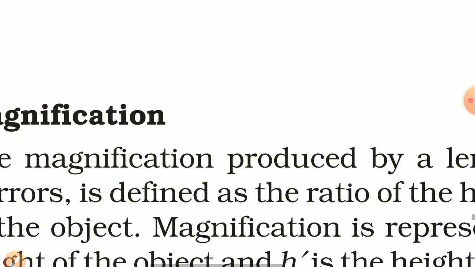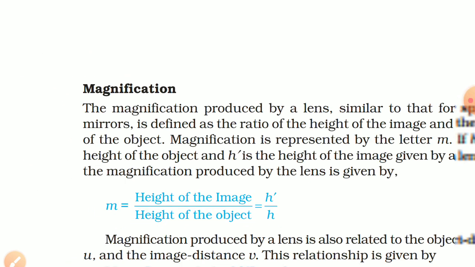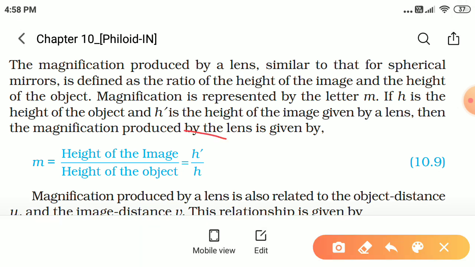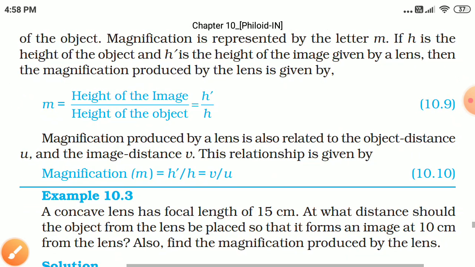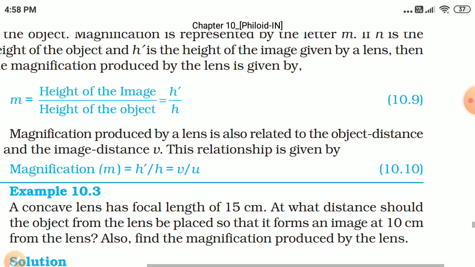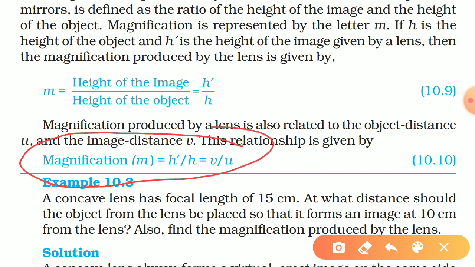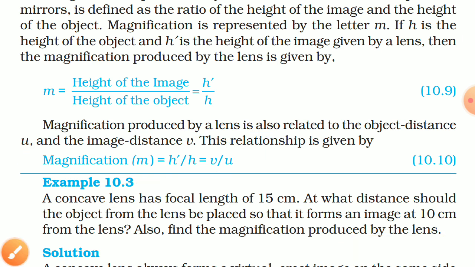Now another formula is for magnification. The magnification produced by a lens, similar to that of spherical mirrors, is defined as the ratio of the height of the image to the height of the object. Height of the image is h dash and height of the object is h. So the ratio of h dash and h is called our magnification. Magnification produced by a lens is also related to the object distance u and image distance v. This relationship is given by v upon u. So this is another formula of magnification.